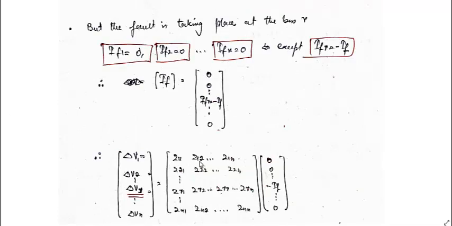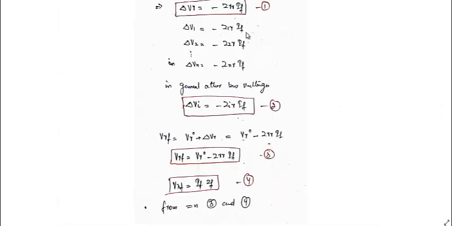Delta V1 will be equal to Z11 into 0, Z12 into 0, Z1R into minus IF, Z1N into 0. There will be only one term that is corresponding to the rth term, that will be Z1R into minus IF, that is this. Similarly, delta V2 will be equal to Z2R into minus IF, and delta Vn will be equal to minus ZNR into IF.